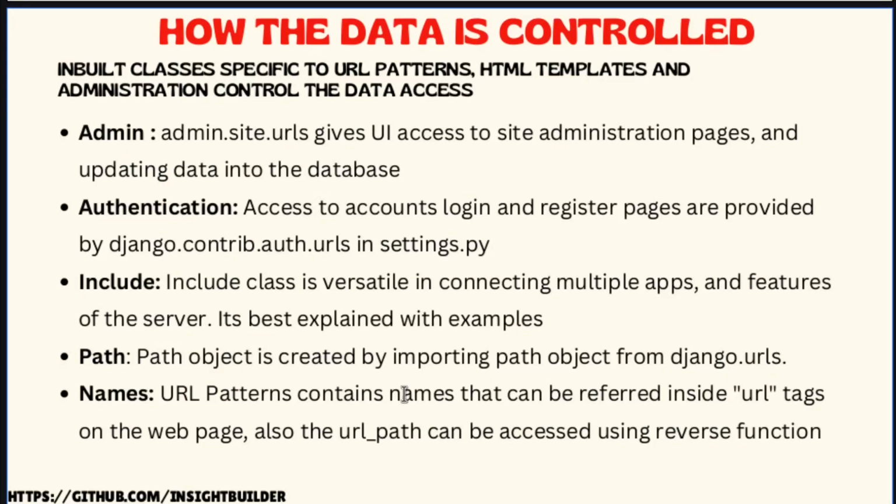The include class is versatile in connecting different apps that are part of your project. The path object is the object that helps in creating the URL patterns. We'll be seeing an example in a couple of minutes. And the path object has names. Every URL that you are creating inside the urls.py will have a name parameter. This name parameter can be used for reverse lookup of the URL pattern.